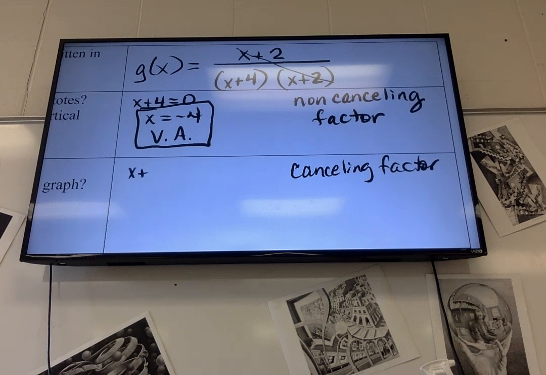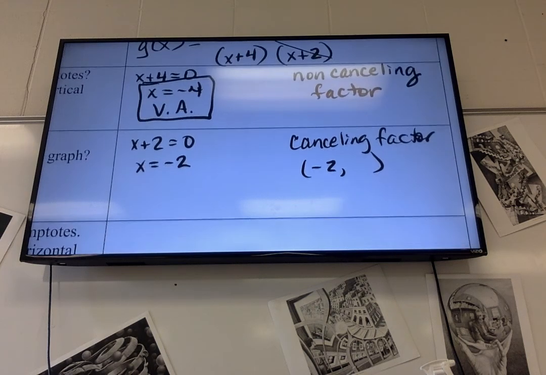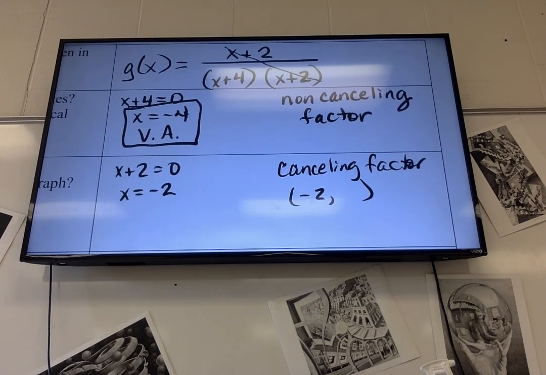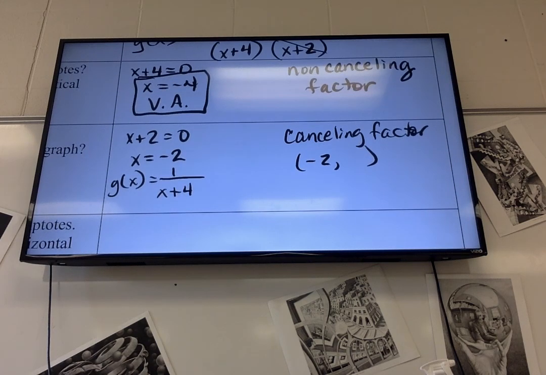So x plus 2 equals 0, and x equals negative 2, but I need an ordered pair. So this is what Shelby was asking about. If there's nothing left on top, then there's still a 1 there. And then we just plug in negative 2. 1 over negative 2 plus 4. So that's 1/2.